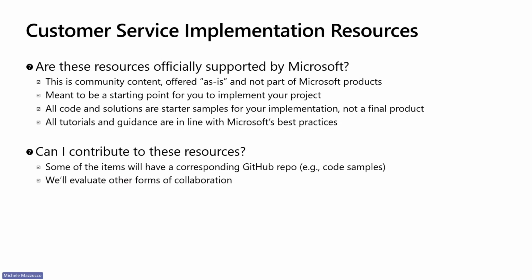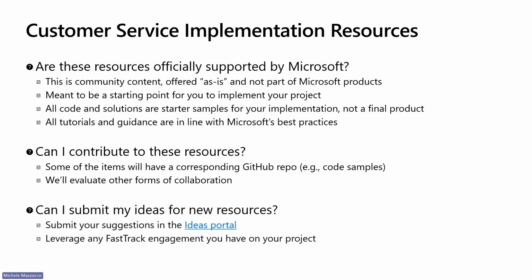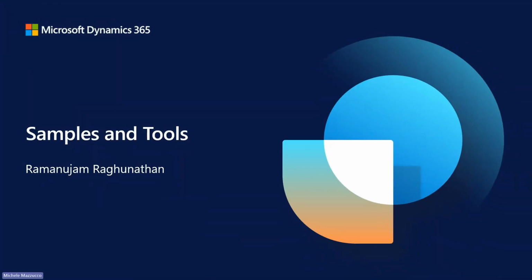However, some resources will have a corresponding GitHub repo to host code samples and starter solutions. We will also evaluate additional collaboration opportunities in the future. If you have ideas, you can forward your proposals through the Ideas portal, which is one of the sources we evaluate for new deliverables. Additionally, if you have FastTrack engaged on your project, you can also share your suggestions with the assigned solution architect. Now, Ram, over to you to start our presentation.